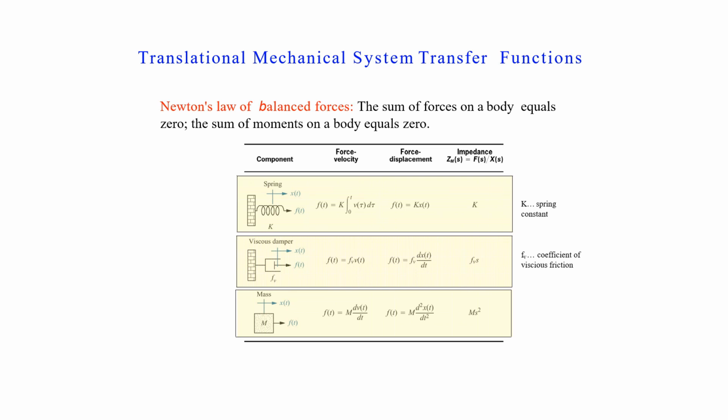The force-velocity, the force-displacement, and the impedance relationships are shown here, where K is the spring constant and Fv is the coefficient of viscous friction. We will model the mechanical system by using Newton's law of balanced forces, which states that the sum of forces on a body equals 0.